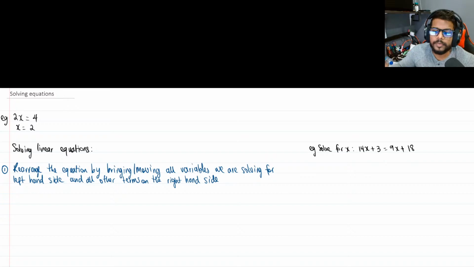Now this is a rule everybody should know. Whenever I move a term across an equal sign, the sign in front of the term changes. So I'll move the 9x across, and I'll also move the plus 3 across. So when I rearrange, I get 14x minus 9x is equal to 18 take away 3. Step 2, I will simplify both sides.